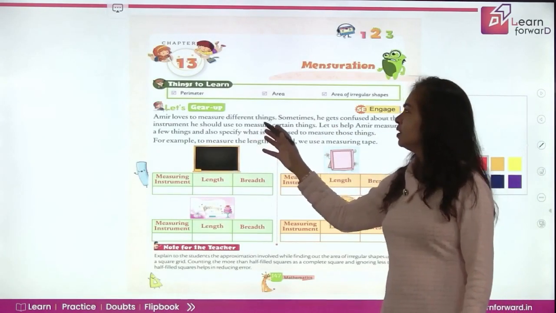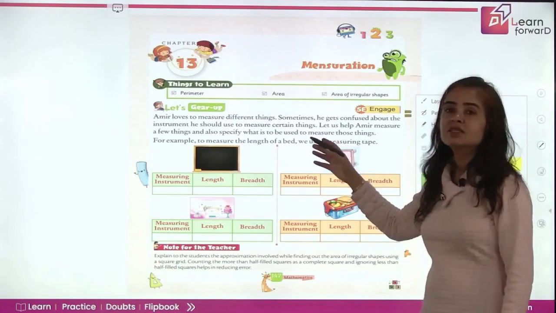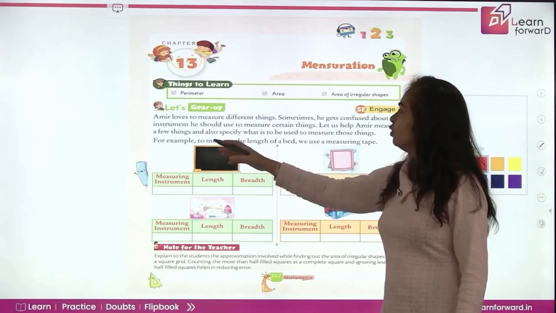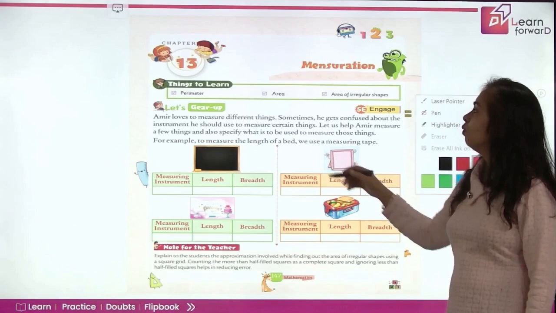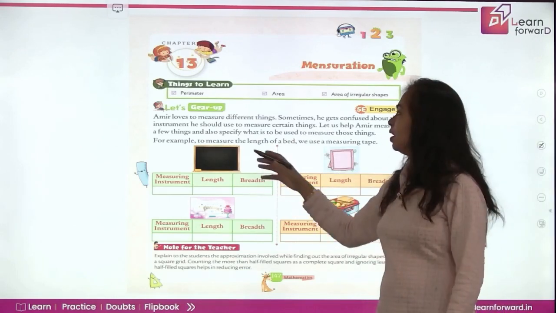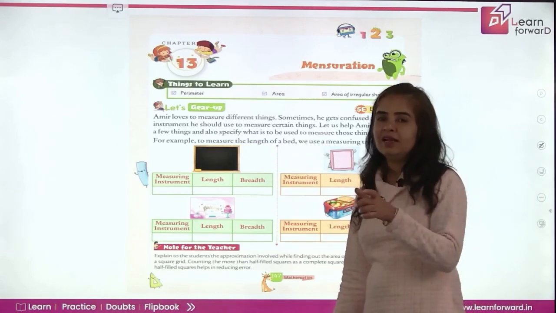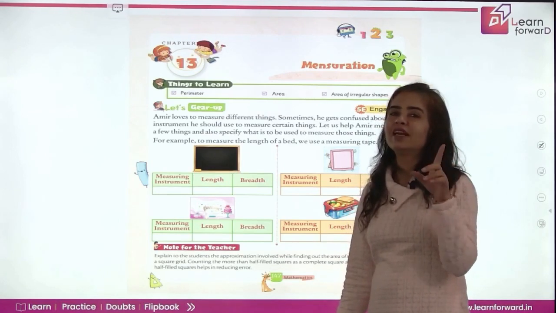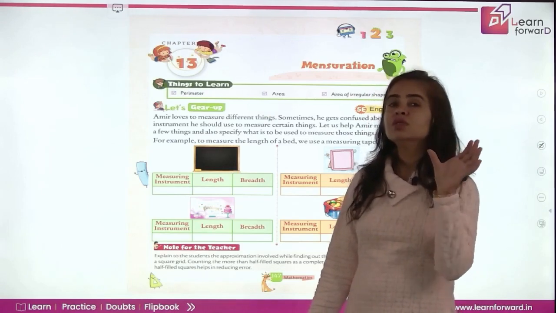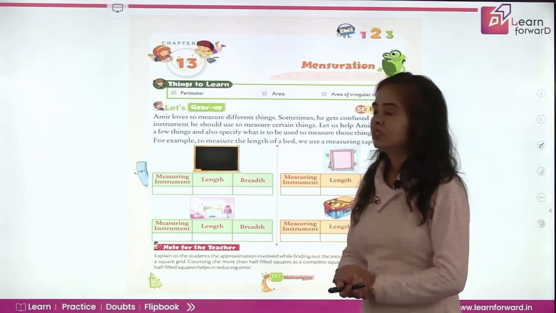Amit loves to measure different things. Sometimes he gets confused about the instrument he should use to measure certain things. Let us help Amit measure a few things and also specify what is to be used to measure those things. For example, to measure the length of a bed, what should he use? Should he use a scale? A ruler is sufficient? No, for that he should use a measuring tape. So for smaller things, you use a ruler, and for longer things, you use the measuring tape, right?